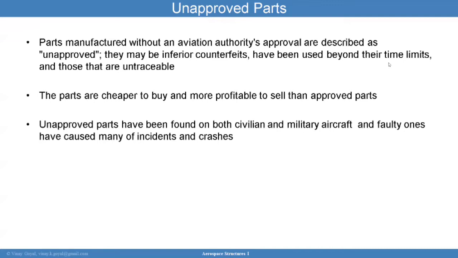But because you didn't want to spend more money, you went ahead and continued using them to save money. You could also have situations where the parts are untraceable, and that could add a problem. The parts are cheaper to buy and more profitable to sell than approved parts, and that's part of the motivation for wanting to use unapproved parts. Unapproved parts also have been found on both civilian and military aircraft, and faulty ones have caused many accidents and incidents that have cost people's lives.